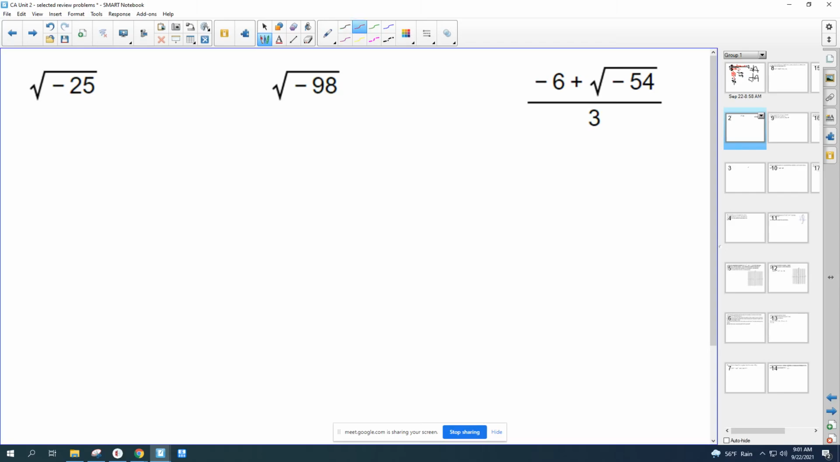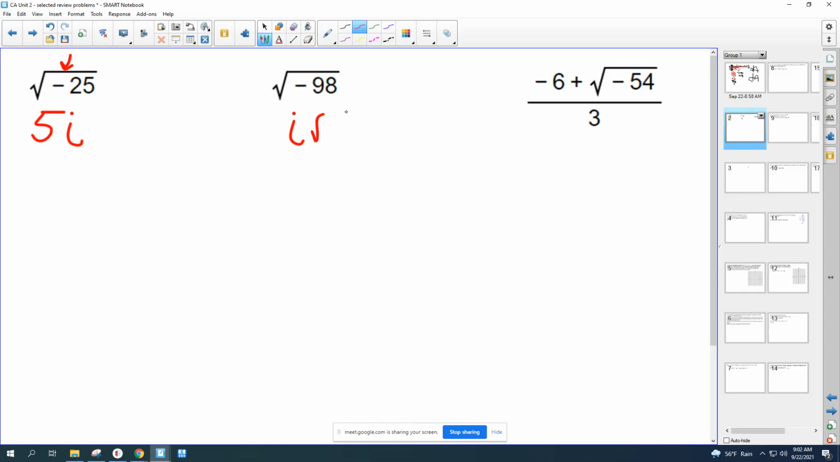Okay, so this chapter covers a lot of stuff. There's a lot of different things I can ask, but one of them we talk about is imaginary numbers, and we know a square root of a negative is not a real number. It's going to have an imaginary. So in this case, square root of 25 is 5, imaginary, 5i. This one's a little bit harder.